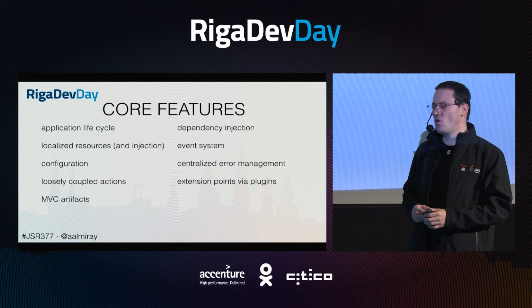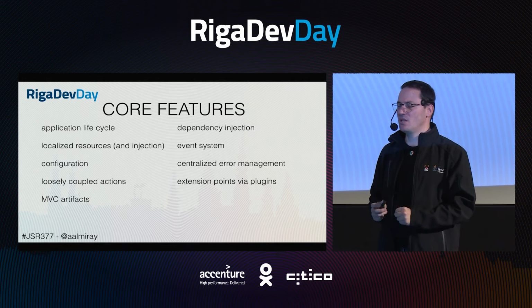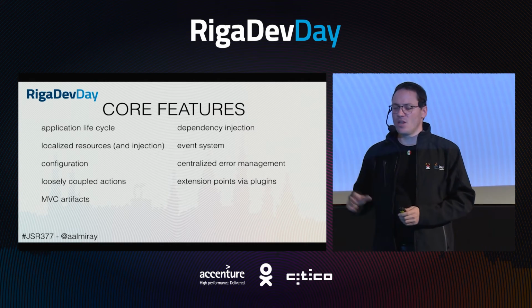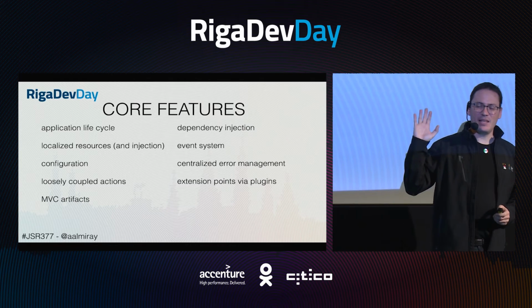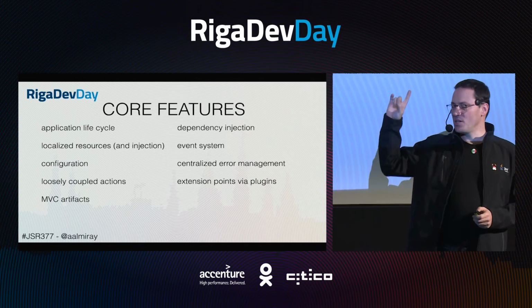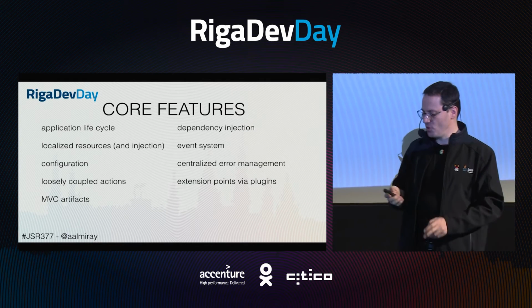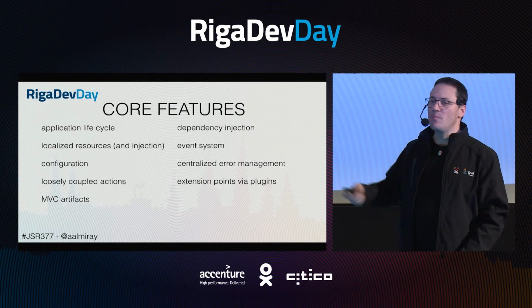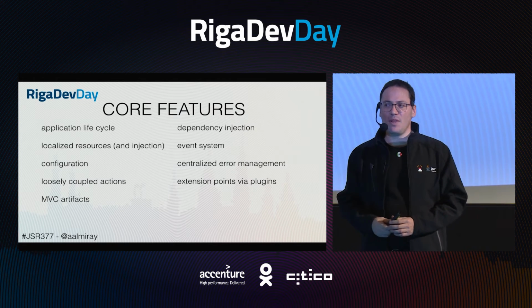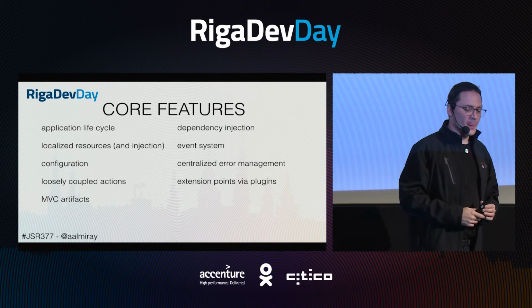So these are the core features that we would like to see in this JSR. These are pretty much exactly the same as we saw in the previous slide, except there is one additional one, which is right there: the MVC artifacts. And what do we mean by this?